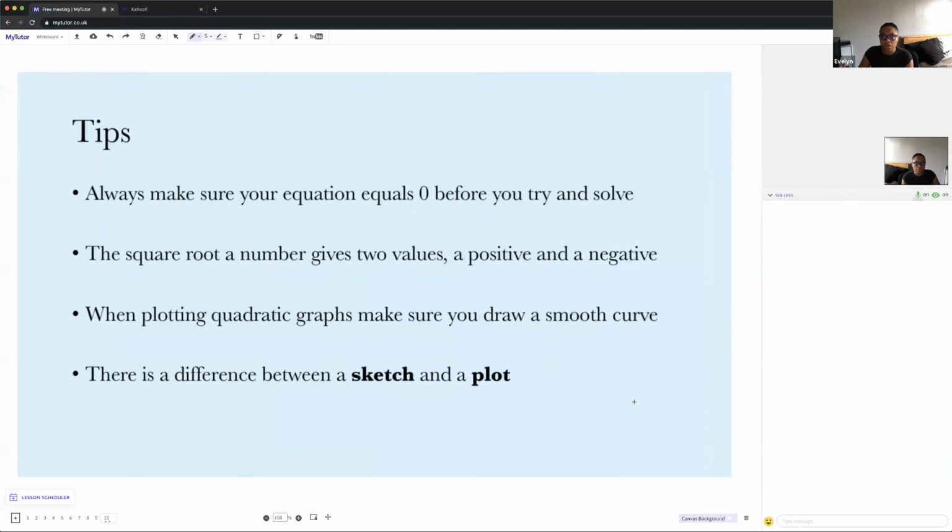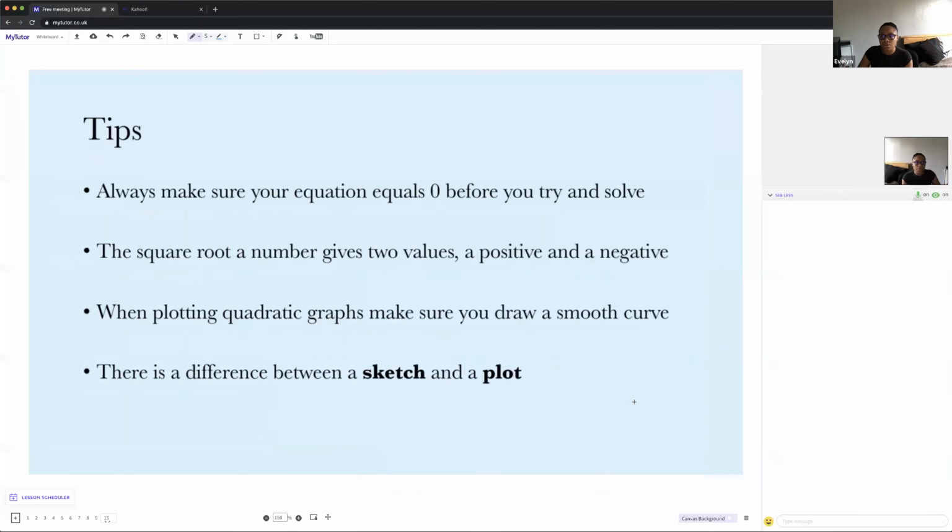So before we move on to the Kahoot quiz, because I know some of you are really looking forward to it, I'm just going to go through a few tips. Always make sure your equation equals 0 before you try and solve. Always, always, always when it comes to quadratic equations. The square root of a number gives two values, a positive and a negative.